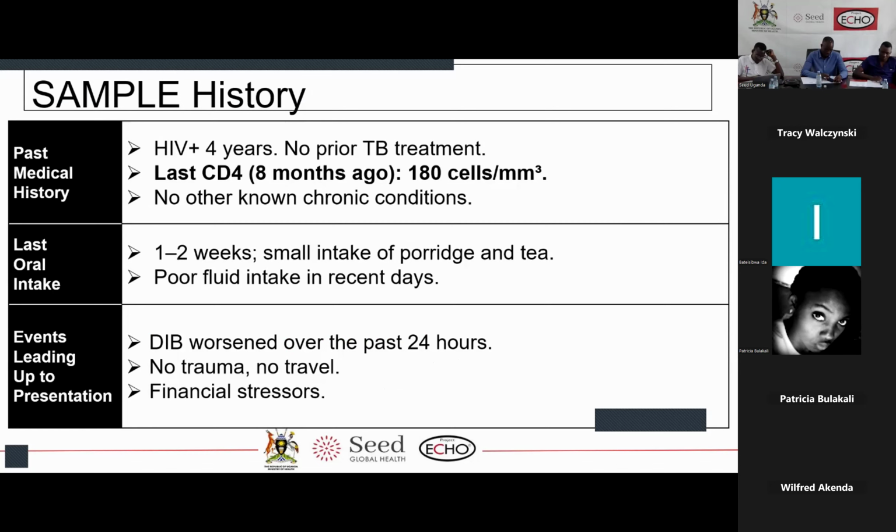Last oral intake: he has been feeding poorly for the last 2 weeks with porridge and tea. The event leading up to presentation is the worsening of the difficulty in breathing over the last 24 hours. No trauma or travel mentioned.